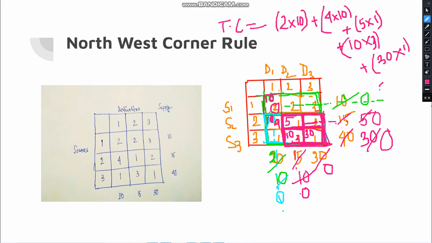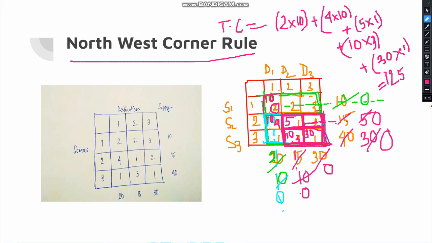So now we'll just add up the total cost. So the total cost is 20, 40, 65, 95 and 30. So it becomes 125. So the transportation of these materials using the northwest corner rule will give us a cost of 125 rupees. So this is how you solve it.